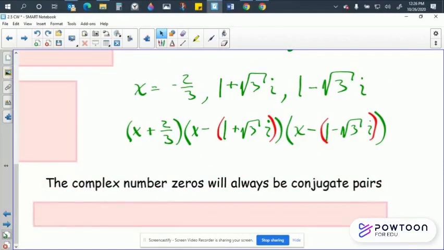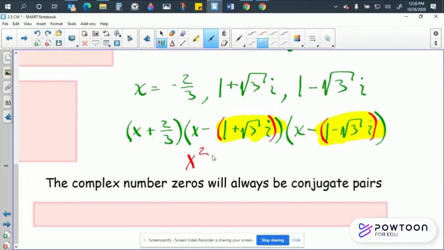Our complex number solutions will always be in conjugate pairs. Since we use the quadratic formula, you're always going to have plus or minus that square root with the complex number. And even if we do not have to use the quadratic formula, and we just have x squared plus 4, our two numbers will be plus or minus 2i, so you're still going to have the conjugate pairs.